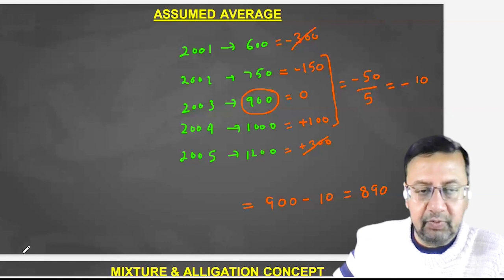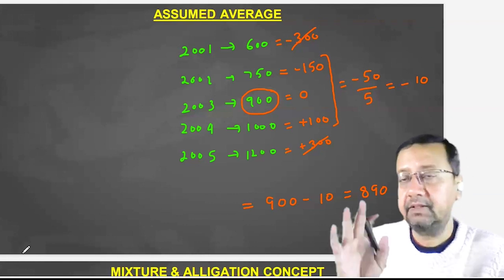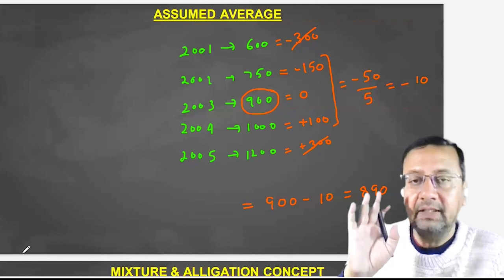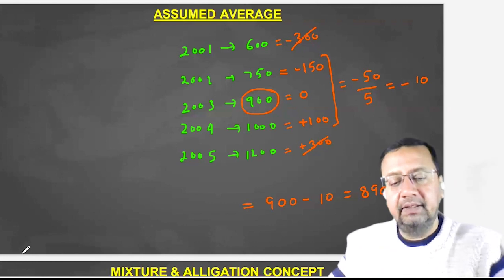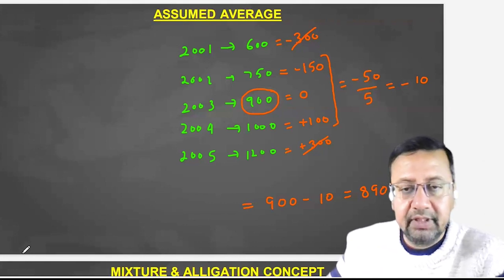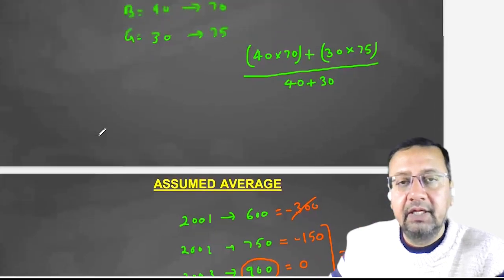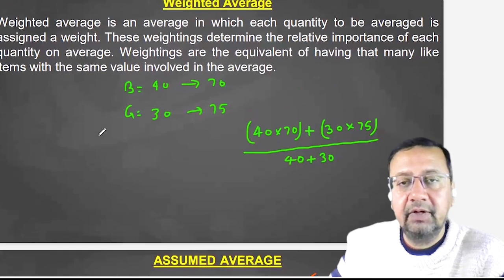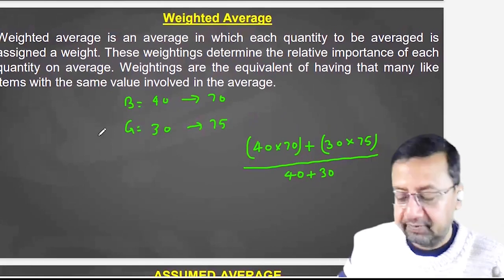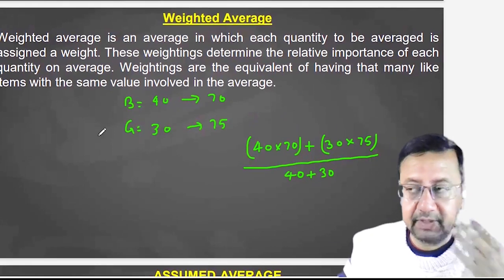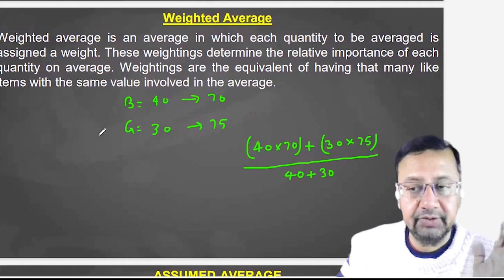So what I suggest to everyone, please take a book and just revise this part, that is average. And in our next session, we will be having the application of this. That is, we have just discussed the weighted average. And weighted average, I suppose you must have one concept in your mind, which is mixtures and alligation, right?